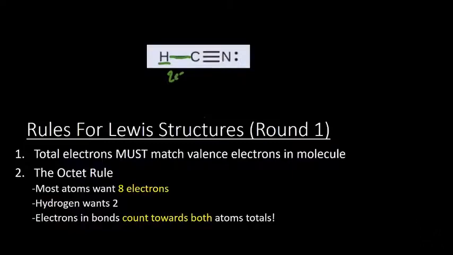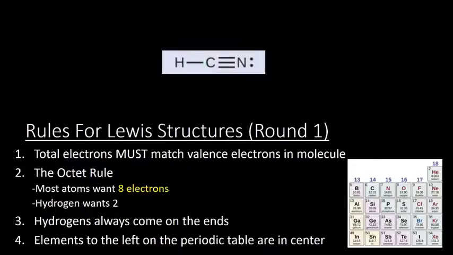Okay, what are other rules? The third and fourth rule I'm going to list together because they're pretty quick. One is that hydrogen always comes on the end. We call that terminal. And that's actually because they can only have 1 bond because they only want 2 electrons, so they're always going to be at the end.